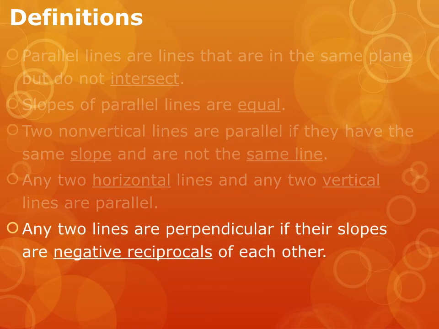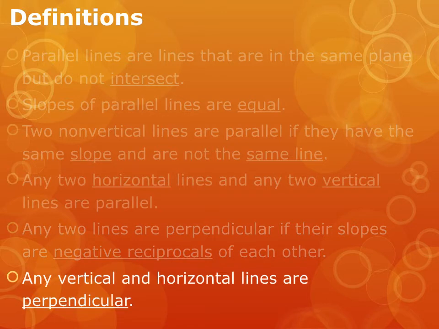Any two lines are perpendicular if their slopes are negative reciprocals of each other, and any vertical and horizontal lines are perpendicular.